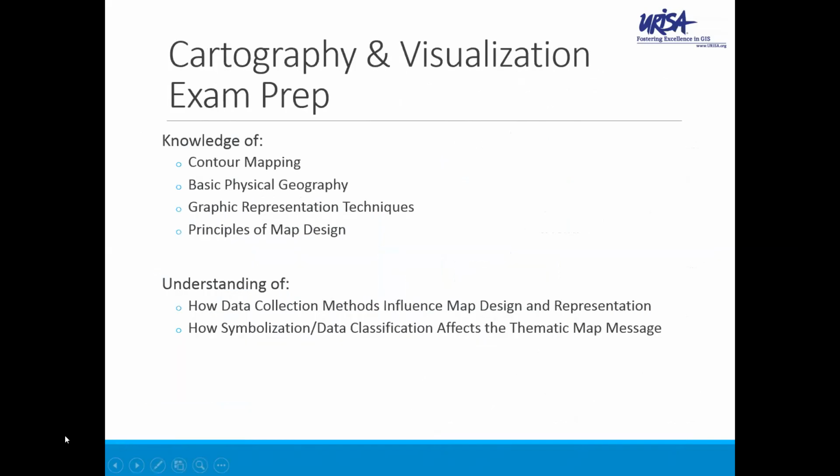So in order to prepare for the cartography and visualization portion of the GISP exam, remember to brush up on contour mapping, have an understanding of basic physical geography, make sure you understand those graphic representation techniques and the principles of map design, and have an understanding of how data collection methods influence map design and representation, and how symbolization and data classification affects thematic map messages.